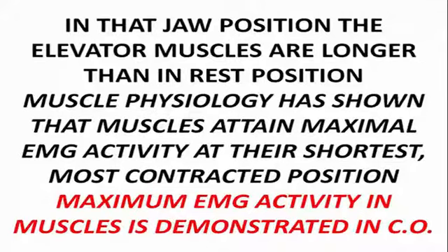Got it? Okay, everybody got it? In the jaw position, if the elevator muscles are longer than rest position, muscle physiology shows that the muscles attain maximum EMG at their shortest position. Muscles know how to contract. And at their shortest position, they get maximum EMG activity. Centric occlusion is a position of maximum EMG, ideal centric occlusion, maximum EMG activity, and that's where the muscles demonstrate most power. And that power should be good, because that's where you want to be chewing.